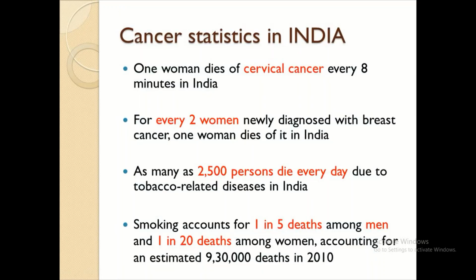So let us take some cancer statistics in India. How serious is cancer in India? One woman dies because of cervical cancer every 8 minutes in India. For every 2 women newly diagnosed with breast cancer, 1 woman dies of it in India. So breast cancer was the number 1 prevalent cancer among women in India. As many as 2,500 persons die every day because of tobacco related diseases in India. Tobacco was the number 1 killer in India especially.